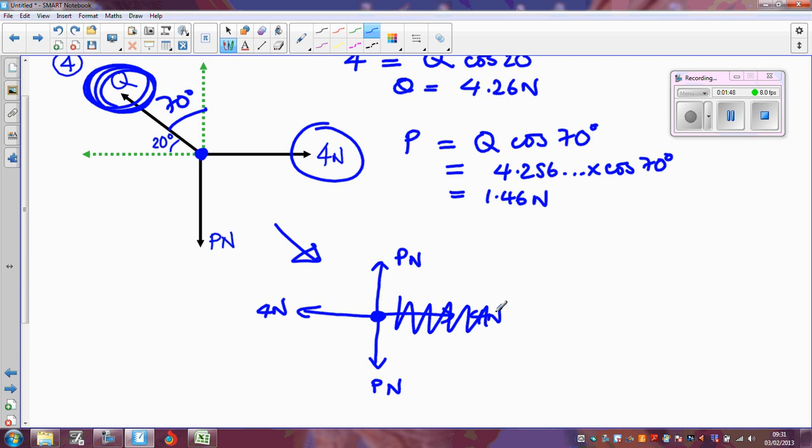If you now remove this 4 Newton force, you can see that there's going to be no up or down movement because the forces acting upwards and downwards are exactly the same, and the particle is then going to move to the left under the influence of only that 4 Newton force. In other words, it's going to move in the opposite direction to the original 4 Newton force.